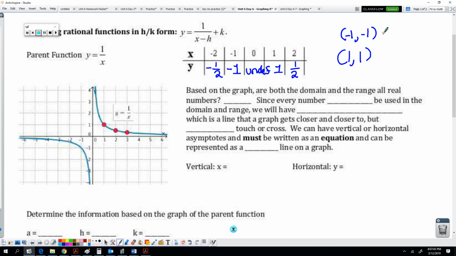So now, based on the graph, are both the domain and range all real numbers? Let's see, domain, you start from the left and then you go all the way to the right. If you notice, it does not go through this line right here. So I'm going to say no. Since every number cannot be used in the domain and range, we will have something called asymptotes.